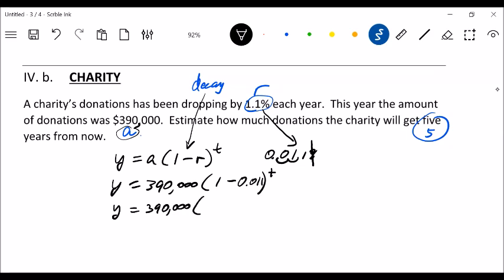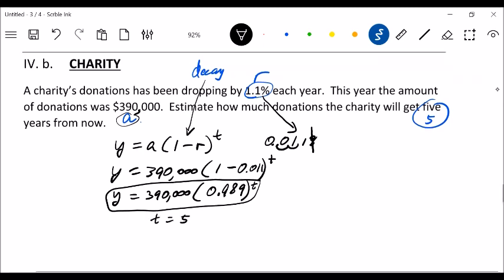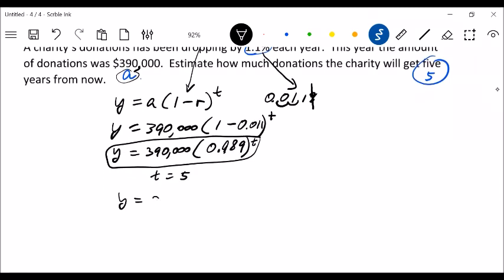1 take away 0.011 is 0.989 to the t. Now, this is the equation. I could put any number of years, but in this case, I want t is equal to 5. So y equals 390,000 times 0.989 to the 5th power. Because this is less than 1, every time you multiply it by itself, you get a slightly smaller number.